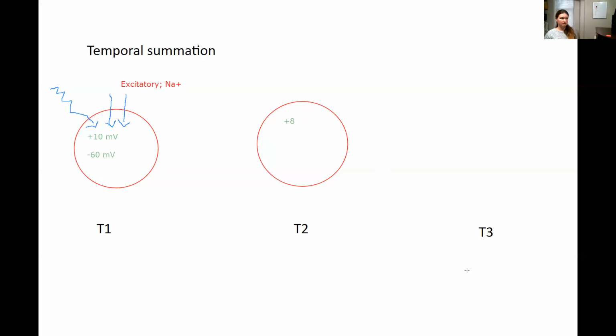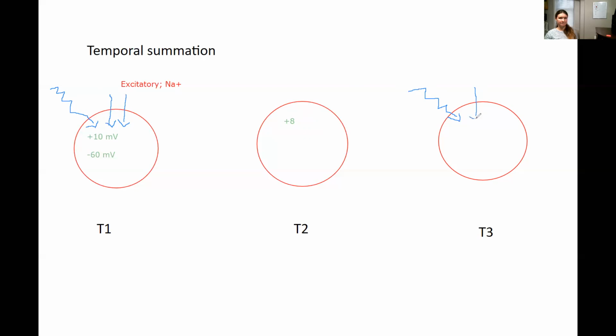At our third time point for temporal summation, what we're going to have happen is another stimulus coming in. Okay. So we're going to talk about another excitatory stimulus in this case, just like at time point 1. We're going to pretend that this excitatory stimulus is exactly the same one as the one from T1, right? So we're still going to have our sodium flowing in.